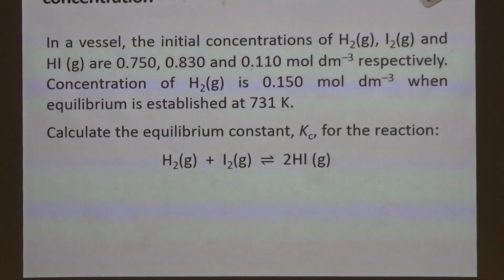Let's take a look at example 4.2. Example 4.2 requires you to determine Kc from equilibrium concentration. Look at the phrasing of it. First, in a vessel, you have an initial concentration of H2, I2 and HI. If you see the word initial, that means it is at the start, so it shouldn't be at equilibrium. The concentration of H2 is 0.150 mole per dm cubed when equilibrium is established. You are asked to calculate the equilibrium constant Kc for the reaction.